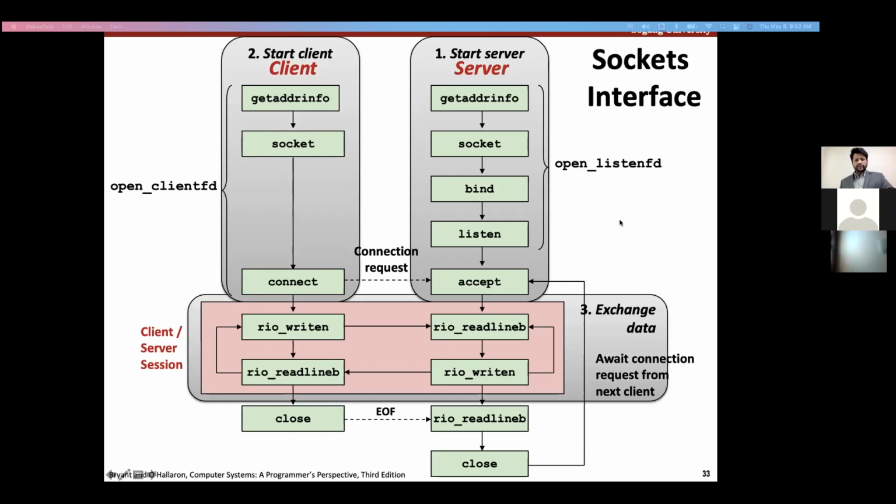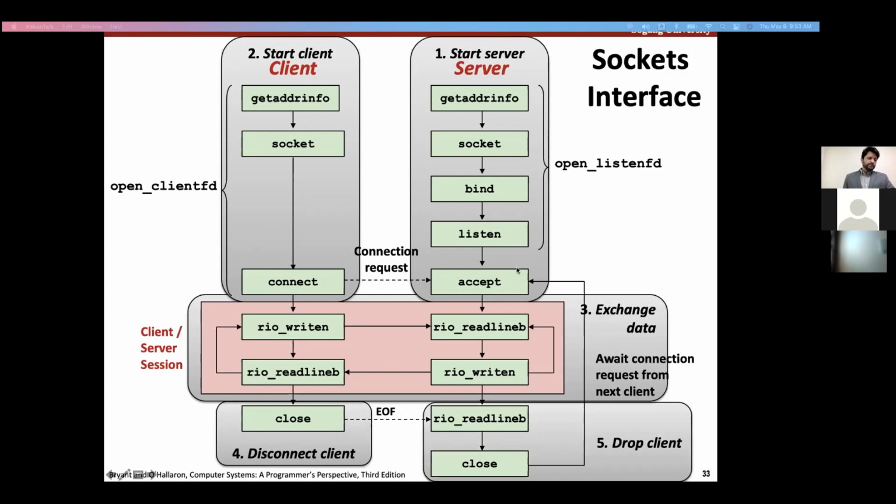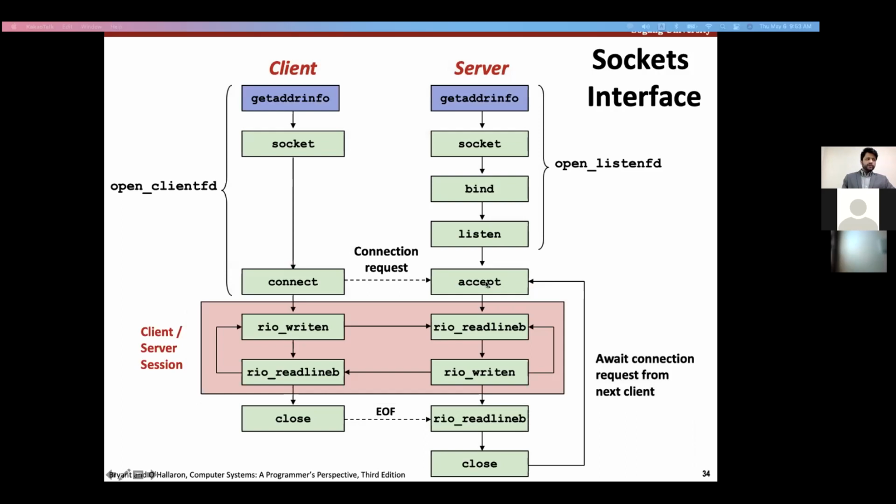Then we see that once the server accepts the request of the client, we will have this exchange of data through different APIs, right? So we have this client and server session built, shown in this step three box, and once it's done, the client will disconnect, and the server will drop the client IP address and the port in the connection, and then the server keeps waiting for a new request to come in and listens to those requests.